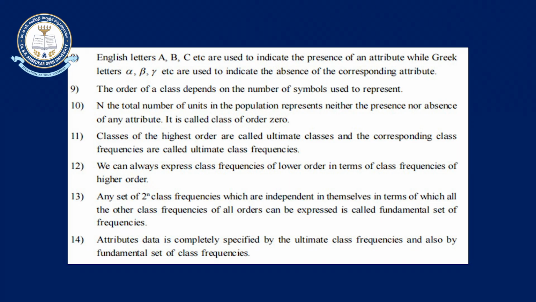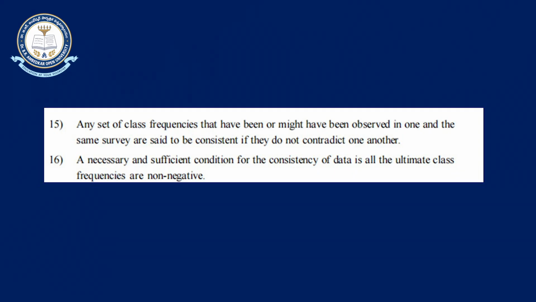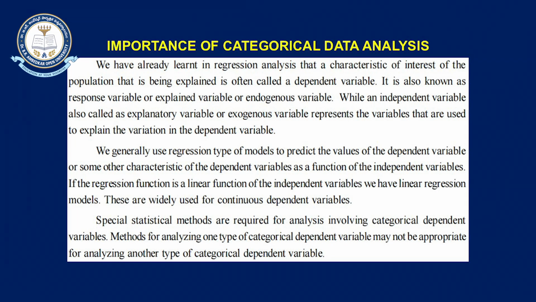These 2 power n classifications are the independent attributes. When they are expressed in terms of all the orders of classification, it is called the fundamental set of frequencies. Attributes of the data are completely specified by the ultimate class frequencies, or by the fundamental set of class frequencies. Any set of frequencies that might have been observed in one survey is said to be consistent if they do not contradict one another. A necessary and sufficient condition is that the ultimate class frequencies are non-negative. Next is the importance of categorical data analysis.